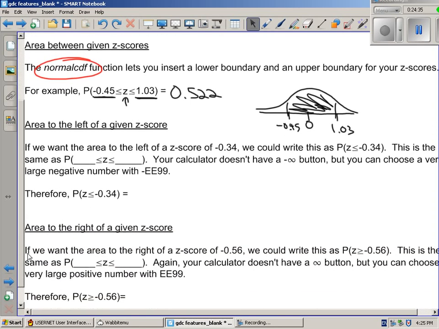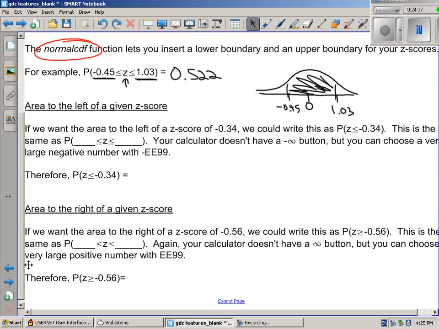Okay, pretty straightforward. Area to the left of a given z-score. So in this case, we're looking at the probability that z is less than negative 0.34. I'm going to draw it. I always draw these ones. I think that's a great plan. That way, you know roughly what's a reasonable answer. So to the left of negative 0.34, I know I should get an answer that's less than 0.5, because less than half the curve is shaded here.